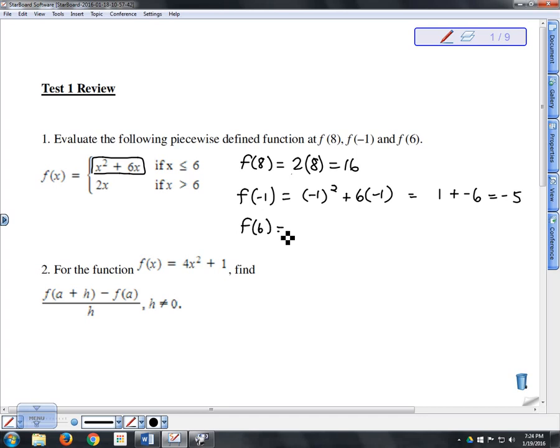And finally, f of 6. 6 still fits into this piece, x is less than or equal to 6, so you need to plug 6 into that piece. So that's 6 squared plus 6 times 6, that's 36 plus 36, which is 72.